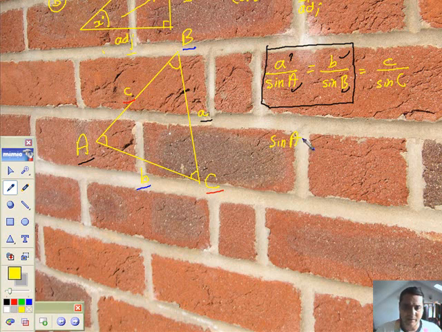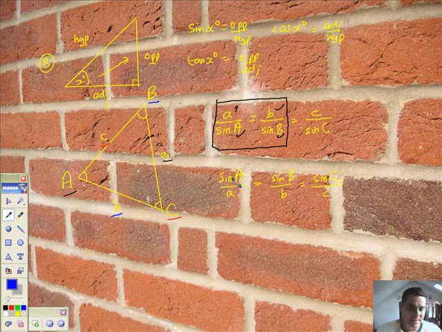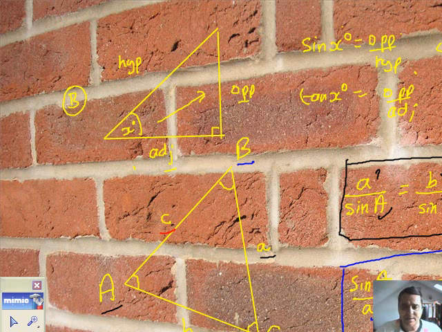So sine of the angle A divided by its little opposite side is directly equal to the sine of the angle B divided by its little side, which is the same as angle C divided by its little side. And once again, if you know any three of these things, you can work out the missing part. So let's say I know side a, side b and angle B, I can work out angle A, can't I? Alright, so I can work that out quite easily.